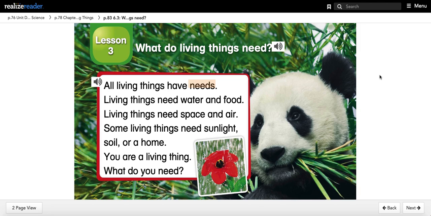What do living things need? All living things have needs. Living things need water and food. Living things need space and air. Some living things need sunlight, soil, or a home. You are a living thing. What do you need? Yes. You need shelter, water, and food.